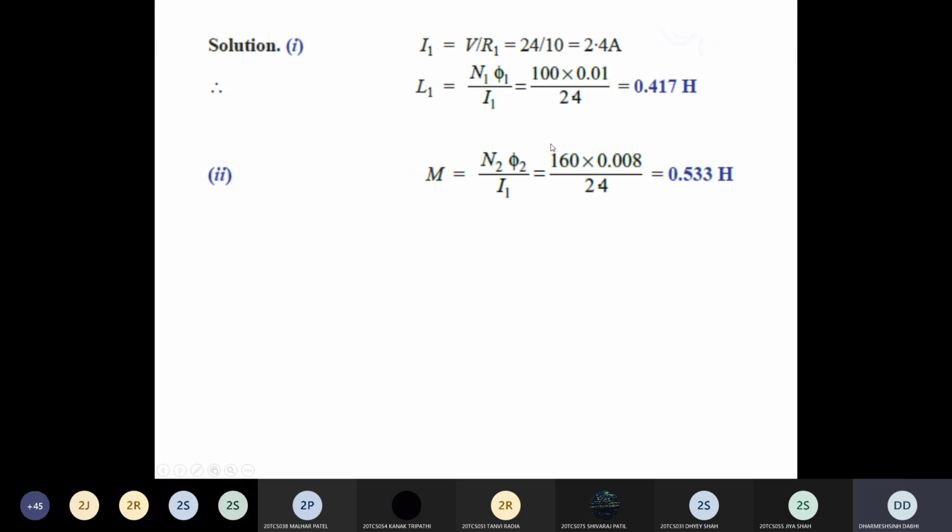All of you understand this? What I want to say is, all of you, yes or no? Yes, sir. So M is equal to 0.533 Henry. All of you get this answer?